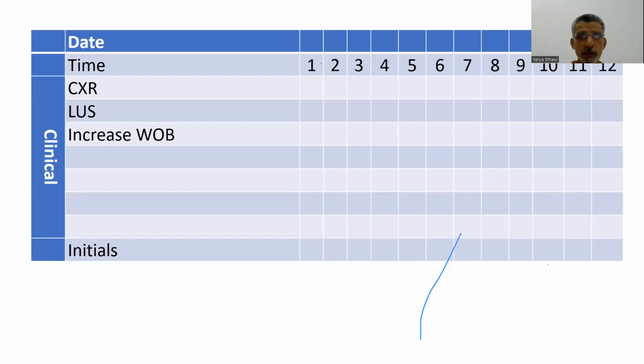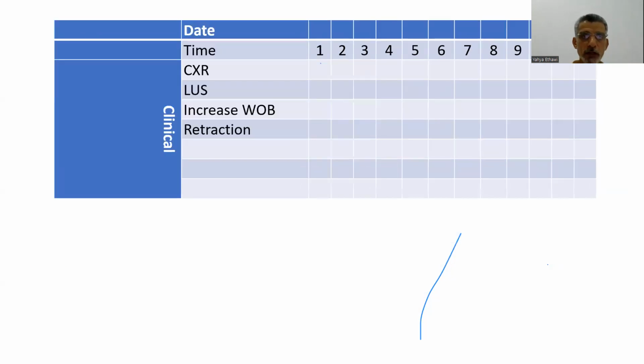We also have to write the clinical finding. So we write whether X-ray is done or not. Is lung ultrasound done or not? And if the child has increased work of breathing. And then we will learn later how we write the increased work of breathing. We can also write our initials. Okay?